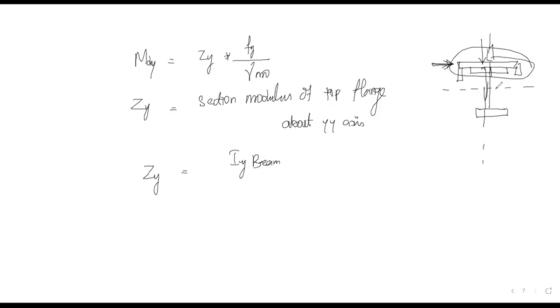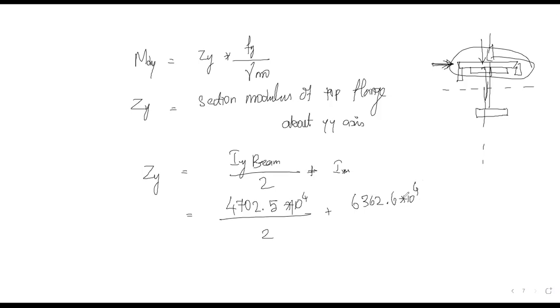Okay, IY of beam divided by 2, since only one flange is available here, plus the channel section, the entire channel section IXX. Okay, so now we should move on to this. So the IY value we have calculated already, 4702.5 into 10 to the power 4 divided by 2, plus IXX of the channel section is 6362.6 into 10 to the power 4. This is from our steel handbook. The whole divided by Y bar.